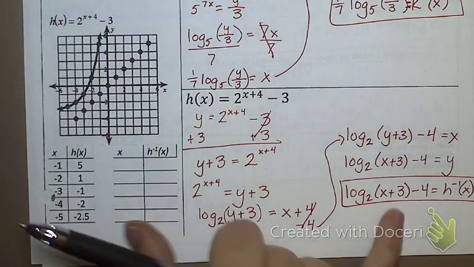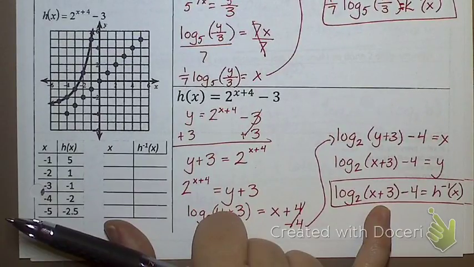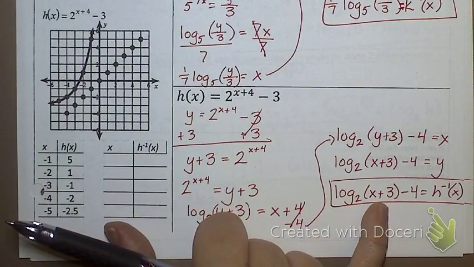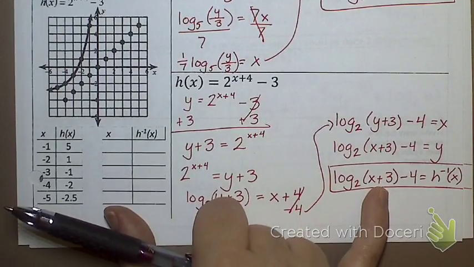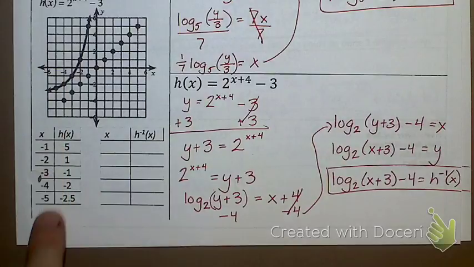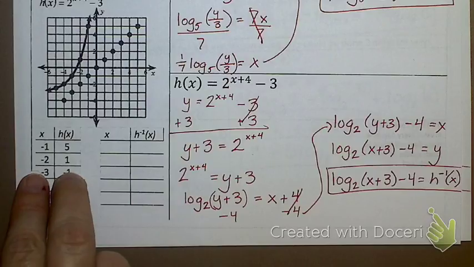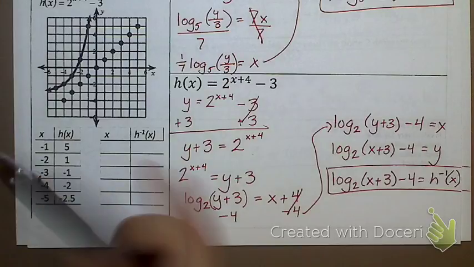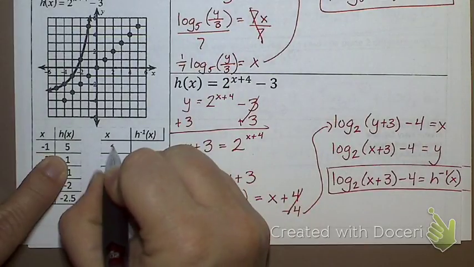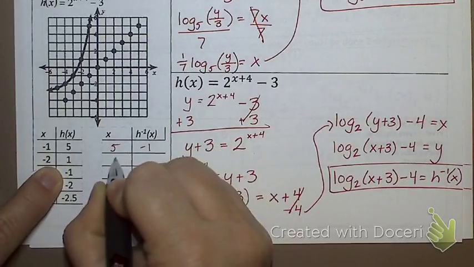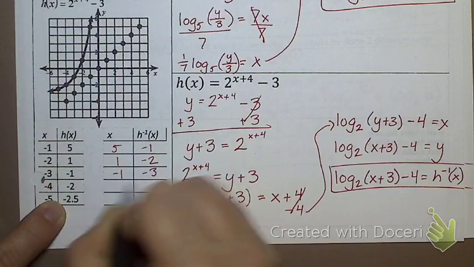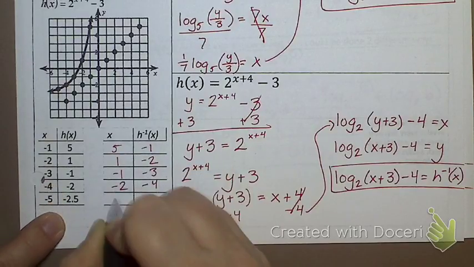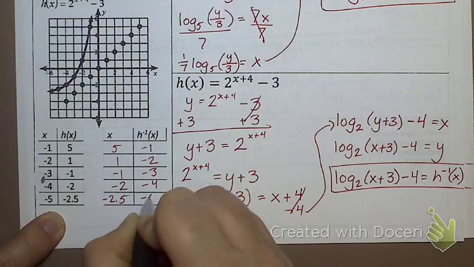Now, I could go back to what I learned last chapter and graph the log. But let's do it a different way, just so that we don't have to go through all that. A different way of doing that is we can take points from our regular graph, and how do you get the inverse points from there? Do you remember? You flip them. You make your x's y's and your y's x's. So negative 1, 5 becomes 5, negative 1. Negative 2, 1 becomes 1, negative 2. This one becomes negative 1, negative 3. Negative 2, negative 4. And negative 2.5, negative 5.